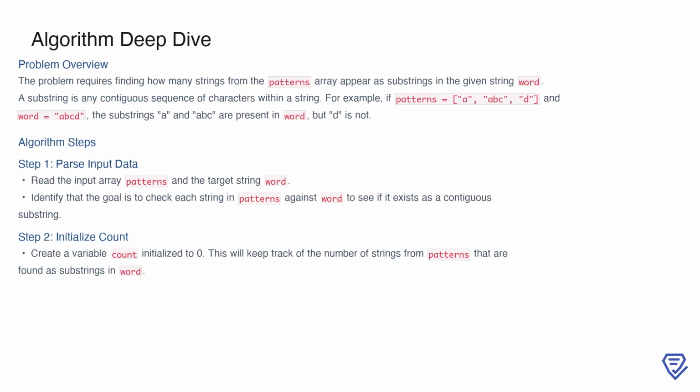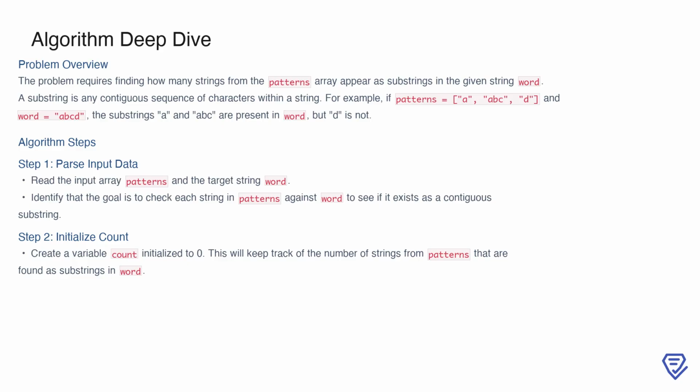To solve this problem, we aim to determine how many strings from the patterns array appear as substrings within the given string word. Remember, a substring is any contiguous sequence of characters in a string. For instance, if the patterns array contains the strings A, ABC, and D, and the word is ABCD, both A and ABC are substrings of word, while D is not.